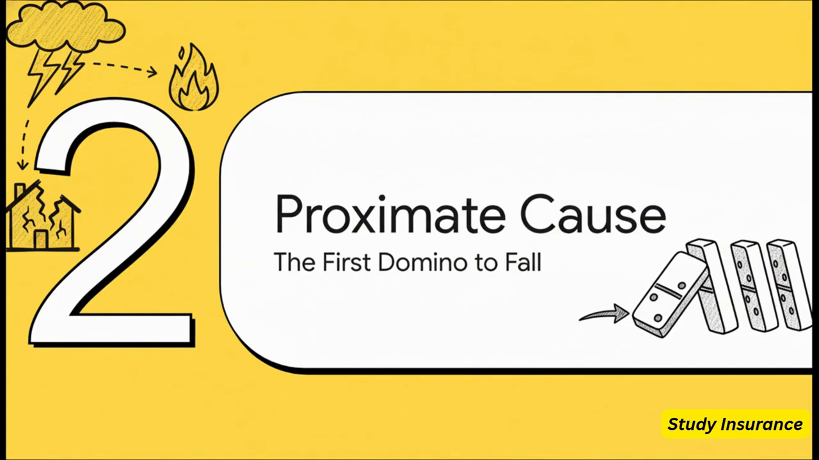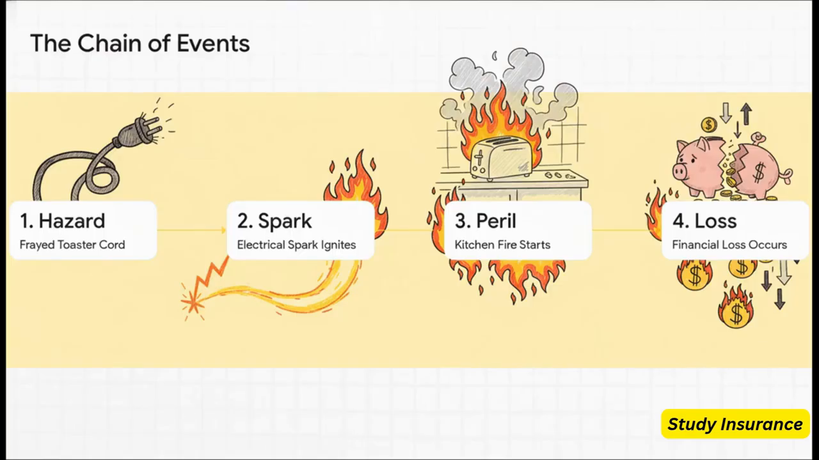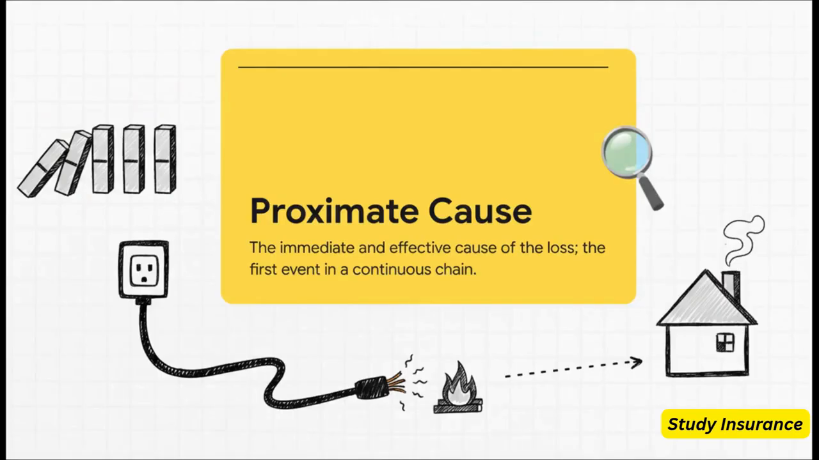And that brings us to the really important concept of proximate cause. Let's just map it out, like a chain of dominoes. We start with the frayed cord. That's our hazard. That condition allows for an electrical spark. That spark directly causes the fire. That's our peril. And of course, the fire results in a financial loss. It's a clear, direct, unbroken chain of events. So, the key thing to remember is this. The proximate cause is the first domino in that chain. You might think the fire was the cause, but actually, the proximate cause was the electrical failure from the frayed cord. That was the immediate and effective event that set everything else in motion.